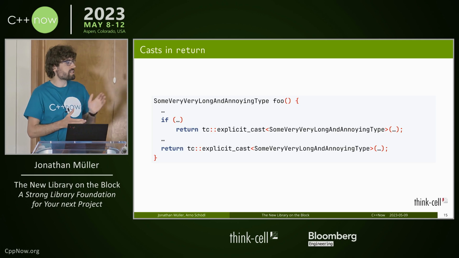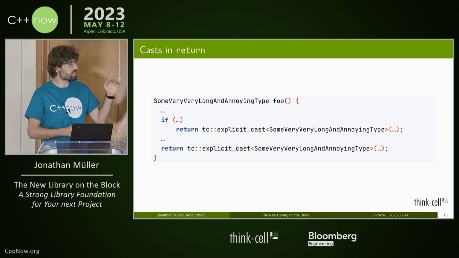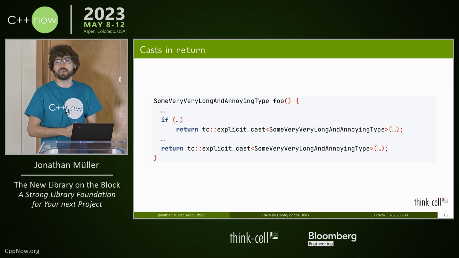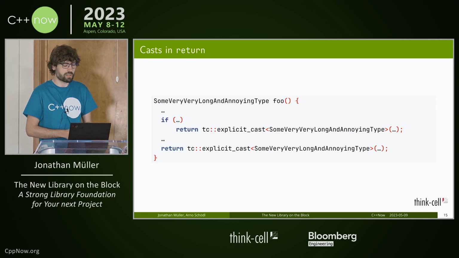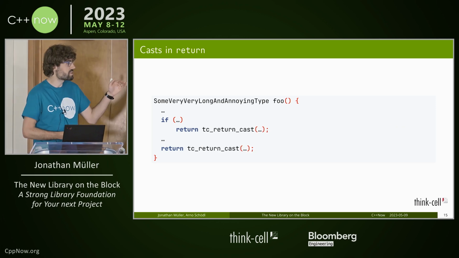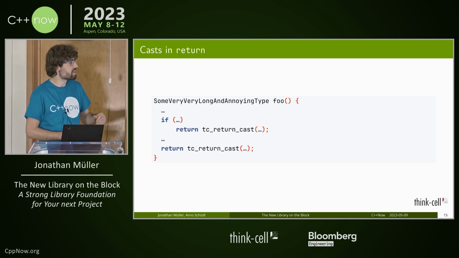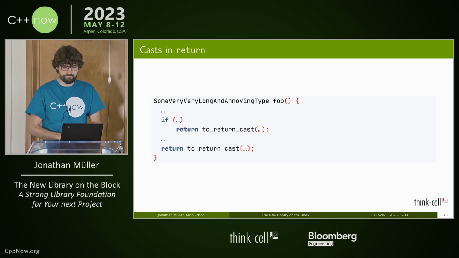One thing that's quite annoying about cast is when you have a function that has a very, very long and annoying type, and you want to return something using a cast operation, you have to then repeat that long type multiple times, which is annoying to type. It would be nicer if you were able to write something like that. So just say return and then tc return cast, and it will automatically figure out the type that you want since you specified it here at the top.